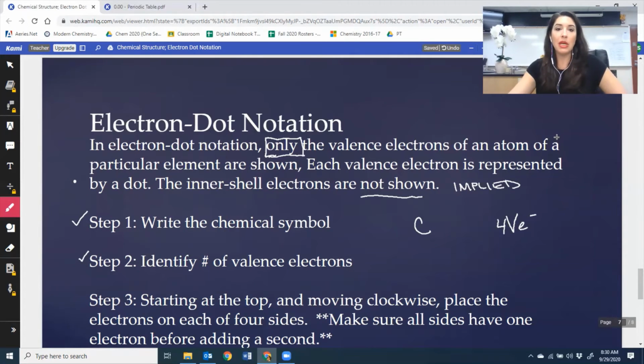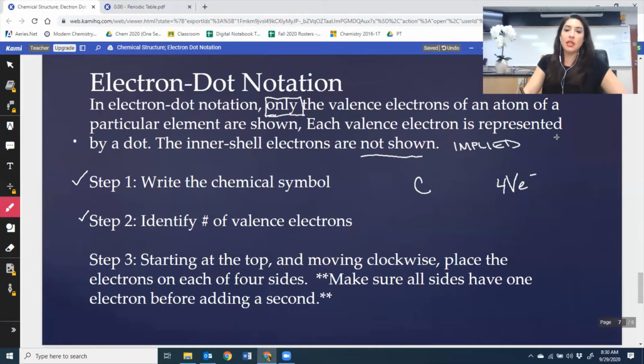In step 3, and this does matter, starting at the top and moving clockwise, we're going to place those electrons on all 4 sides until we run out. We have 4 valence electrons, so I'll go 1, 2, 3, 4. Notice that I made sure that all sides have 1 electron before adding more. And in this case, we don't have more.